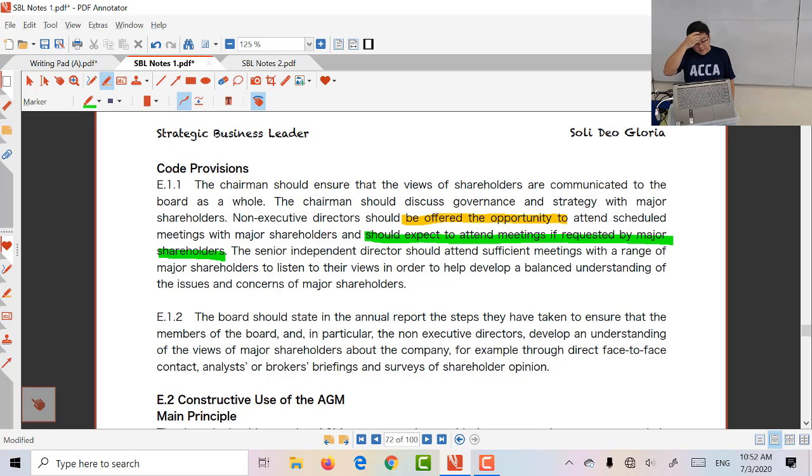Now, and then it goes on and says that you have to state in your annual report the steps that you have taken, especially the NED, to understand the views of major shareholder. Now, what kind of steps? Now, they give example, face-to-face contact, face-to-face meeting, having analyst or brokers briefing, having a survey of shareholders' opinion.